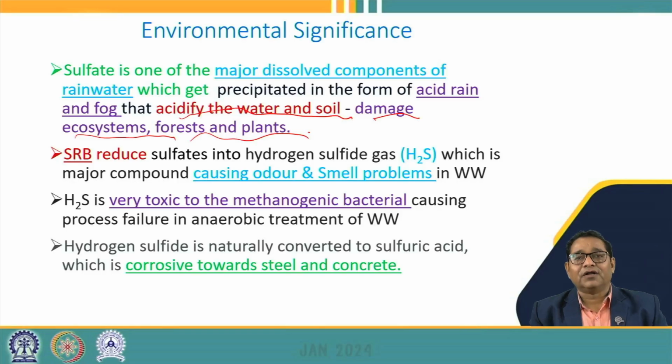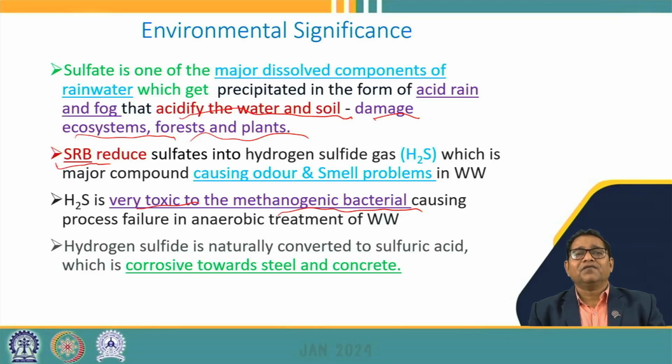This sulfate, whatever is being precipitated, may undergo decomposition by sulfate reducing bacteria. They reduce this sulfate into hydrogen sulfide gas, which is a very toxic and odorous compound, and may induce various types of odor and smell problems in the wastewater. This is also very toxic to the methanogenic bacteria, which are involved in anaerobic decomposition of the wastewater. So this overall affects the anaerobic treatment of the wastewater.